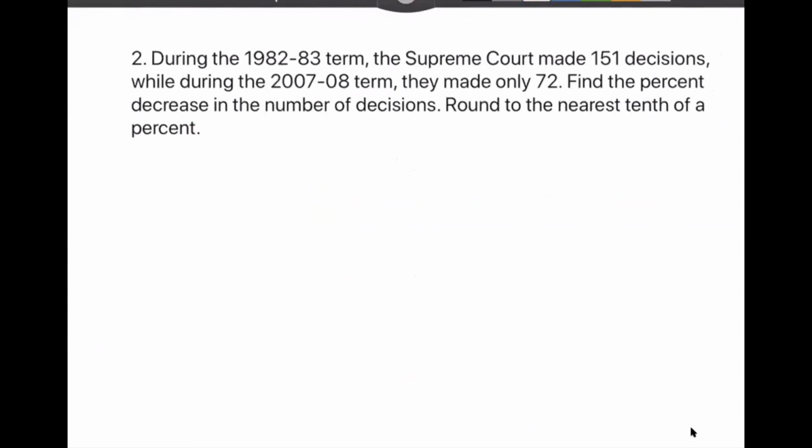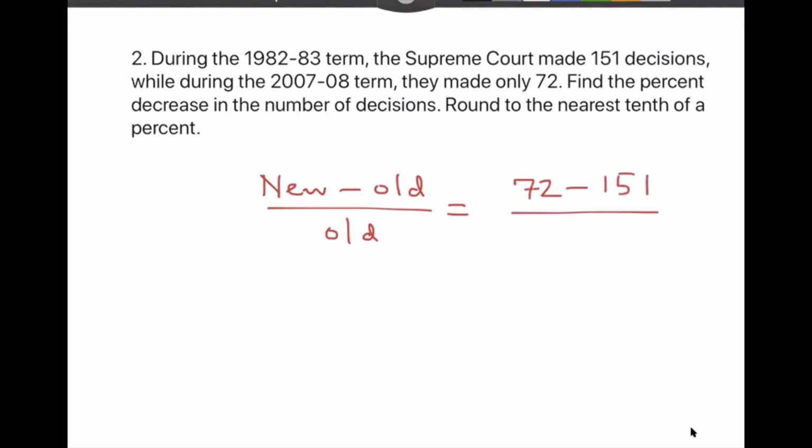During the 1982-83 term, the Supreme Court made 151 decisions, while during the 2007-8 term, they made only 72. And they want us to find the percent decrease in the number of decisions rounded to the nearest 1/10 of a percent. So again, we're going to use the formula new amount minus old amount divided by old amount. The new amount is 72. The old amount was 151, and we're finding that as a percentage of 151.